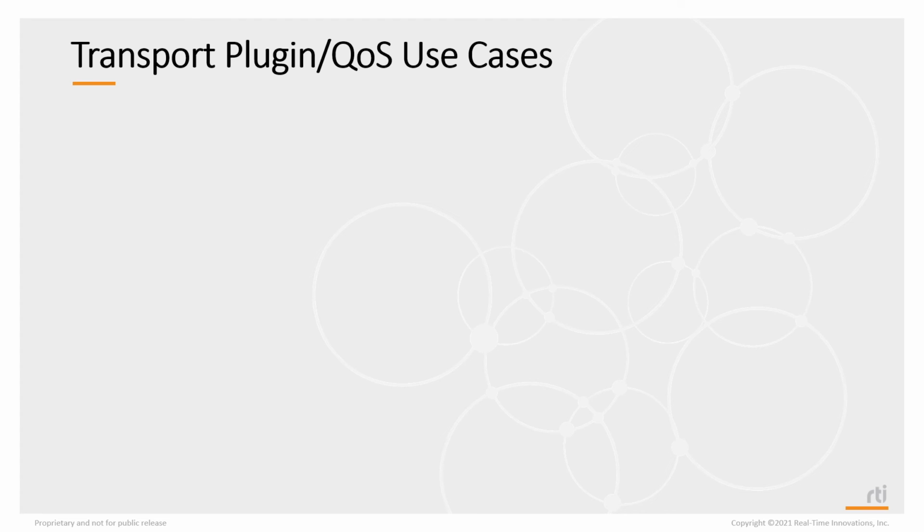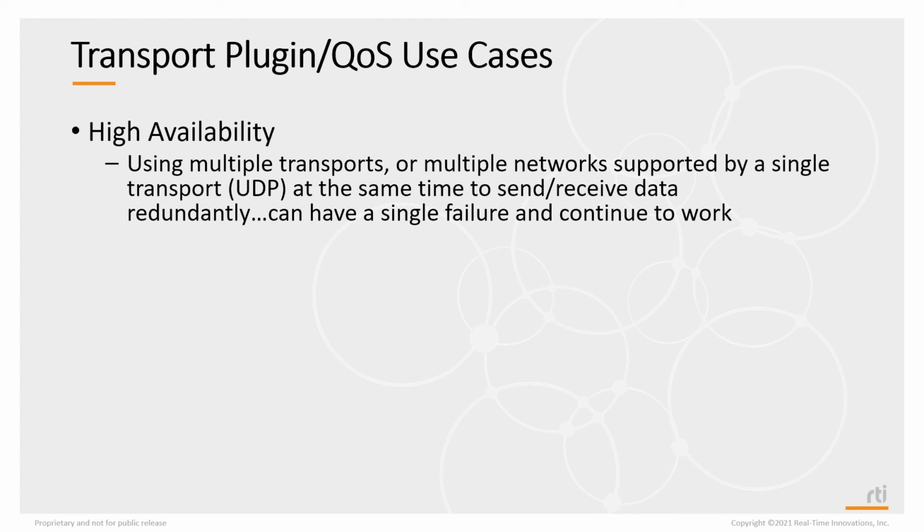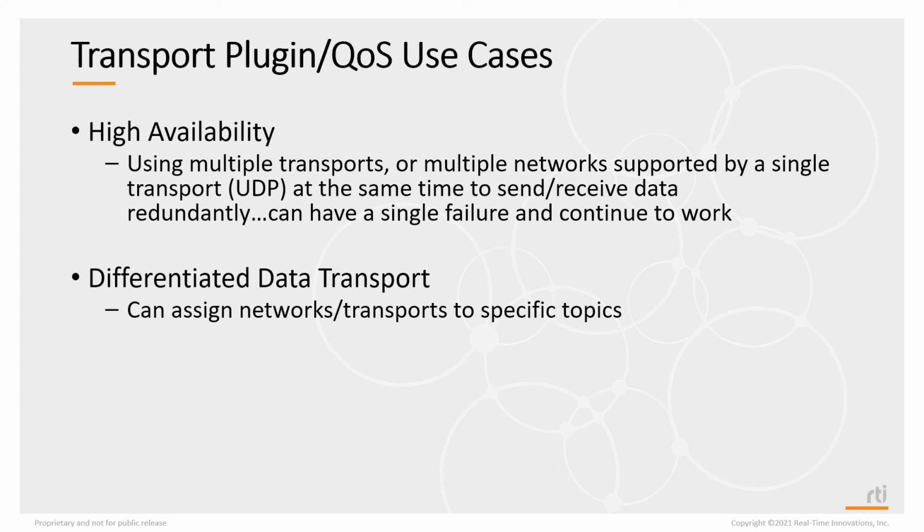Now, transport plugin QoS use cases. When would you modify the transport plugin or transport plugin QoS? Well, in systems that have high availability, you're probably going to have multiple networks and perhaps even multiple transports. You might want to use them at the same time so that if one particular network fails, you're still getting data from the other one. Sometimes you actually want to augment your system. Maybe the bandwidth over one transport is insufficient, so some of your data needs to come over this transport, and some of your data needs to go over another transport.